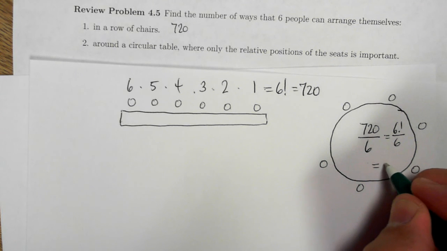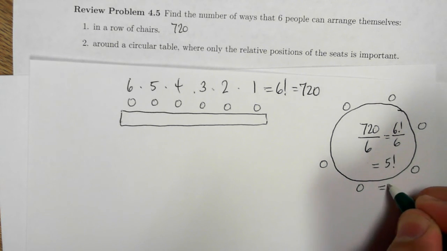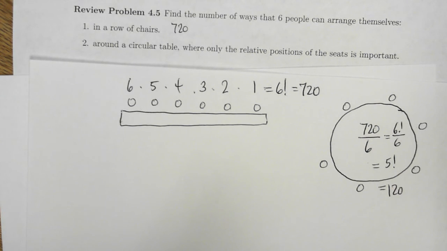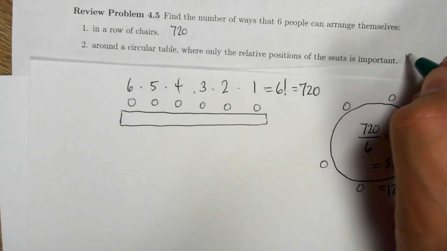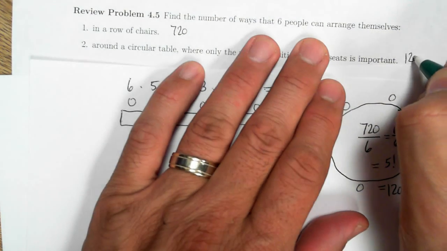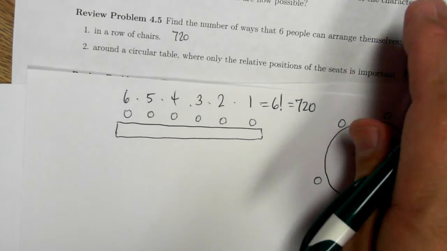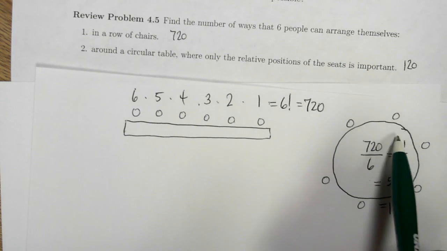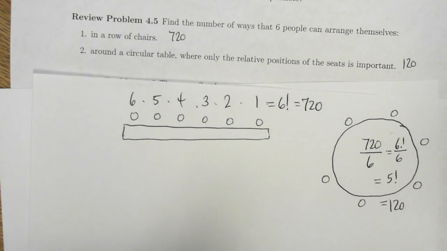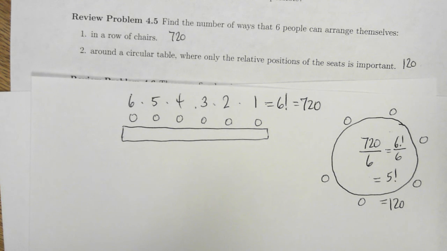And if you think about it, 6 factorial divided by 6 is 5 factorial, which works out to be 120. And so the answer for number 2 is going to be 120. So the relative seating, the fact that it's a circular table and only the relative positions are important, gives 120 possibilities as opposed to 720 possibilities.